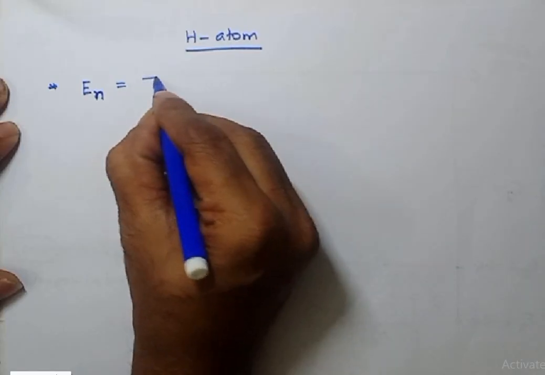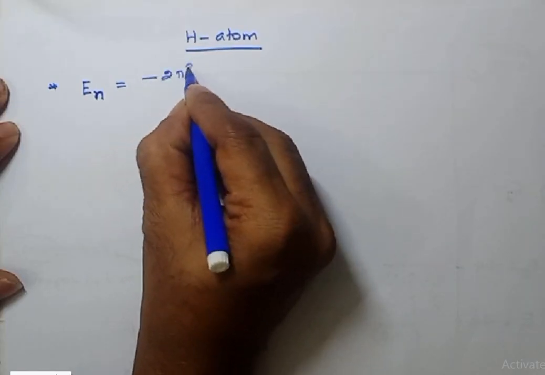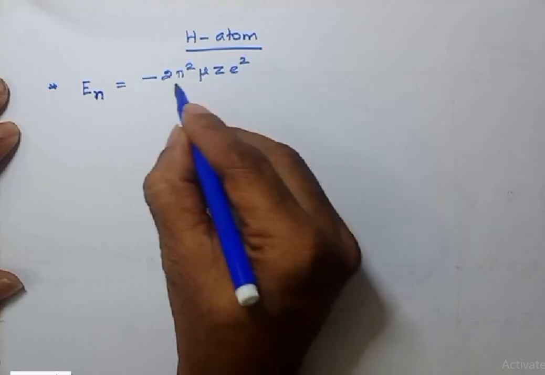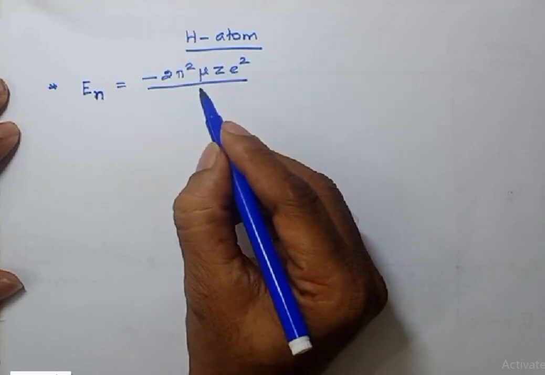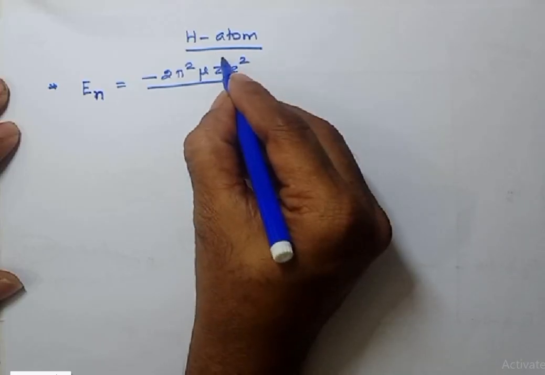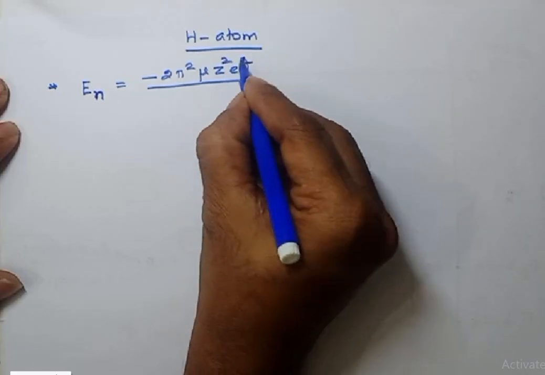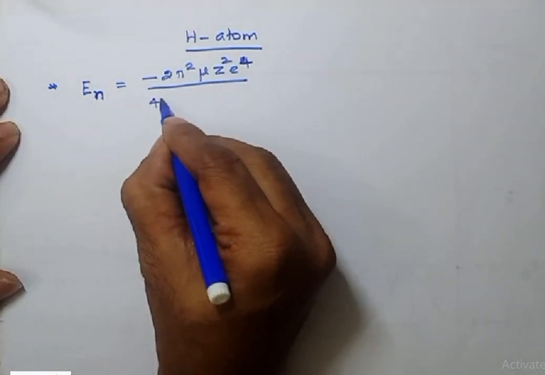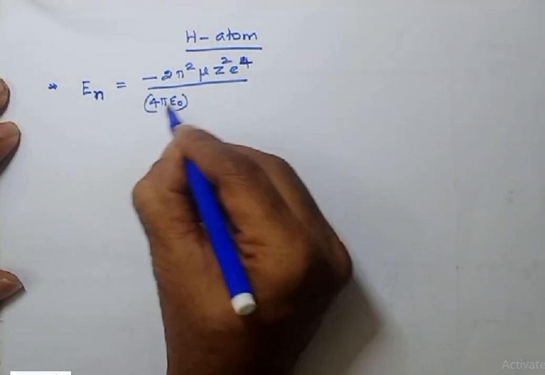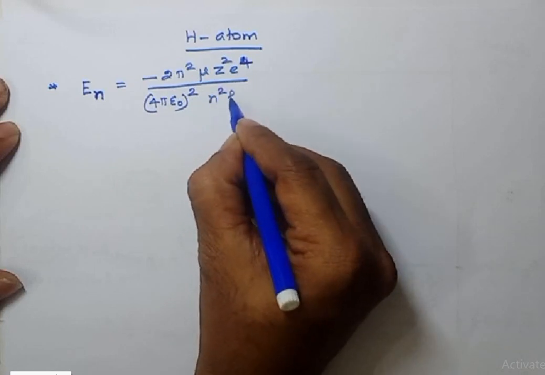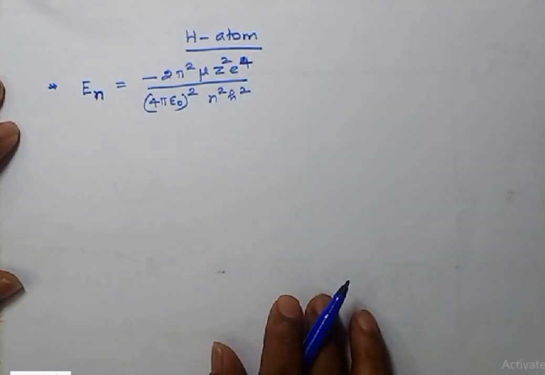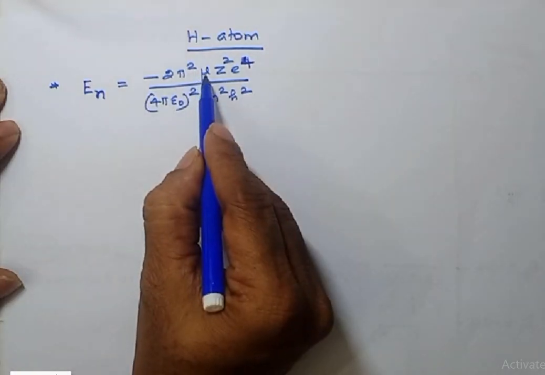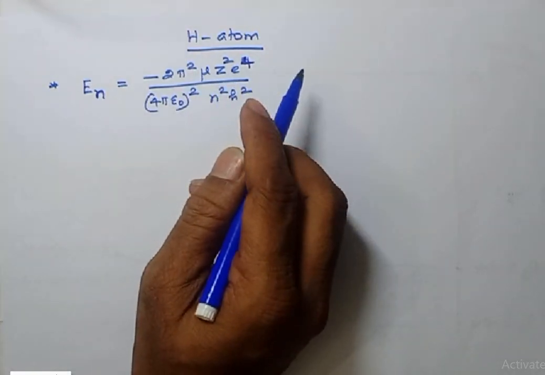En equal to minus 2 pi square mu z square e power 4 divided by (4 pi epsilon naught) the whole square into n square h square. This is the expression for energy, where mu is called the reduced mass.